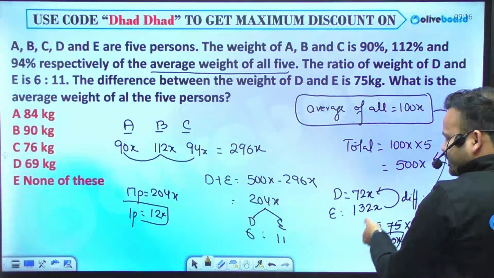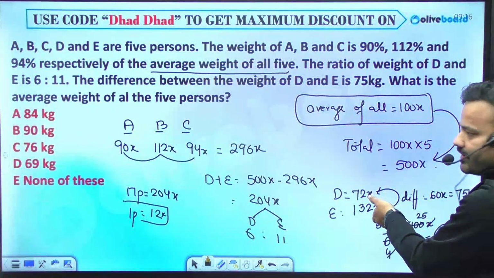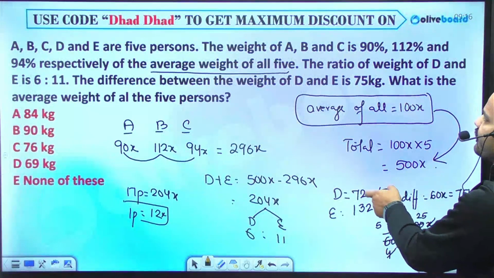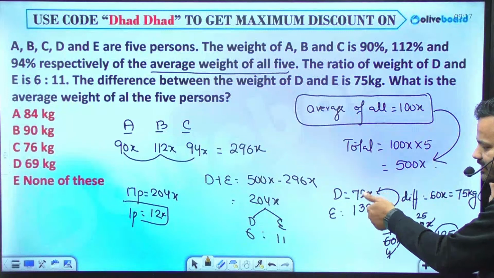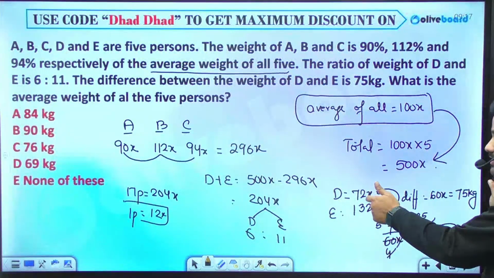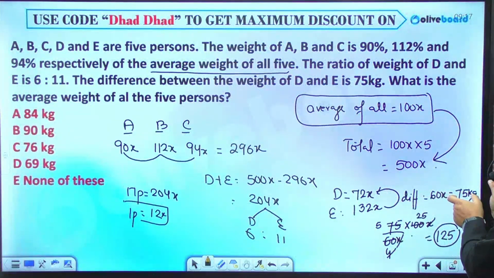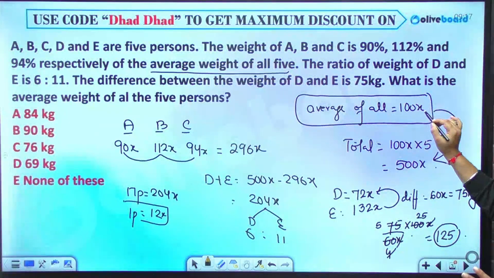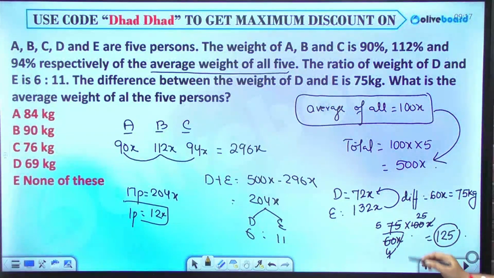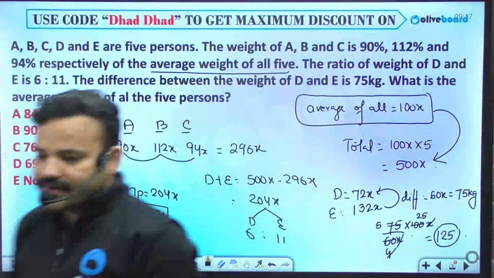into 11 is 132x. Now the difference is given. The difference of d and e is 75. The difference between d and e is 60, so this 60x is 75 kg. The value of 60x is 75 kg. We need to calculate the average weight of all the 5, which is 100x. We need to find 100x: 15 times 5 and 15 times 4, 4 times 25, that is 125. Is it clear, Raghu?